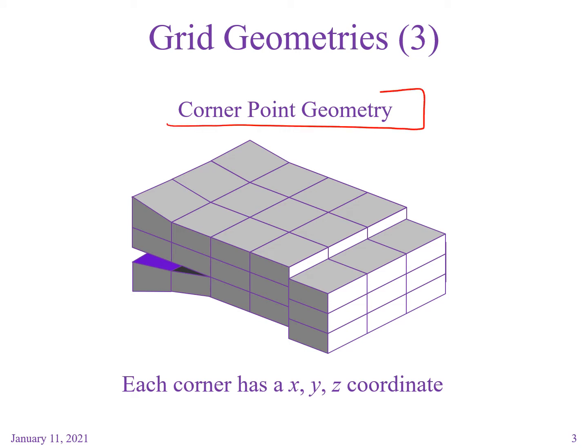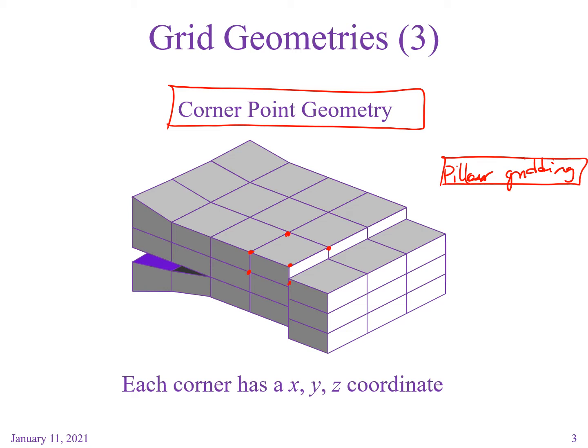This is what is typically used in most commercial simulators, and it's a corner point geometry. What that means is you provide the XYZ coordinates of the vertices of the grid blocks, and it actually uses pillar gridding, which we won't go into. We'll leave the geologists to worry about this.